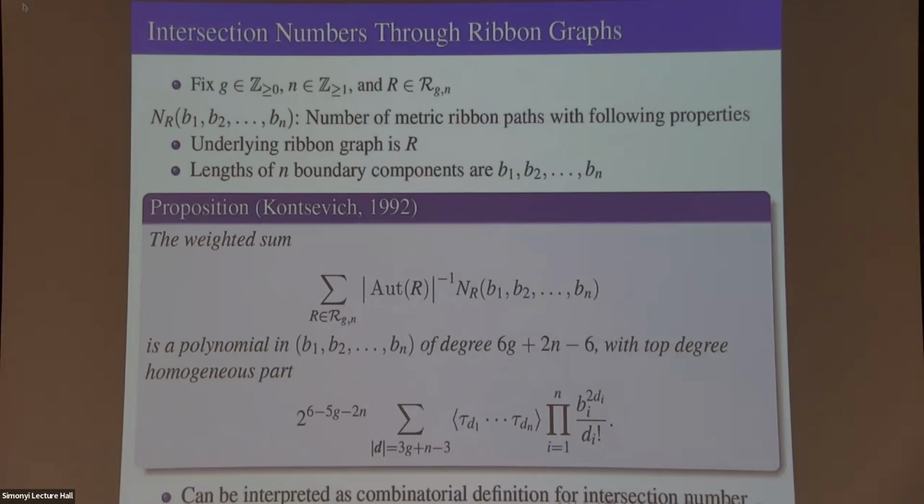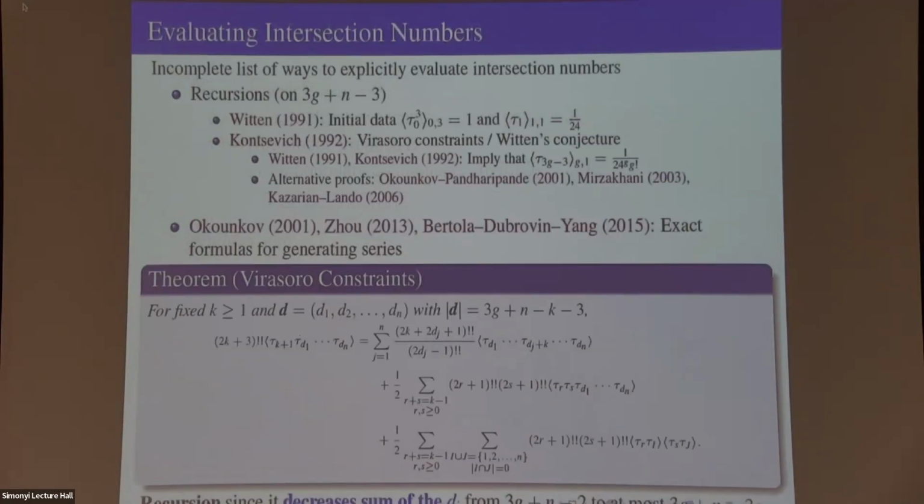So you can interpret this as a combinatorial definition. If you didn't like my algebraic geometric definition, you can also use this as a combinatorial definition for these intersection numbers. Okay, so there are various ways to compute these things. You can compute them through certain recursions, which are basically related to the Virasoro constraints of the so-called Witten's conjecture. It was proved originally by Kontsevich after Witten conjectured it in 1991 and 1992.